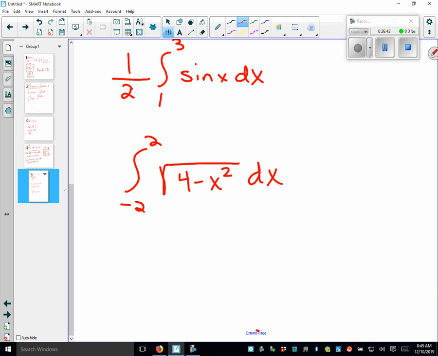You agree? Could you tell by looking at this equation it was a semicircle? Probably should have. You should have when you have a squared and a square number. Okay? So, it's a semicircle, right? How do I find the area of a semicircle? 1/2 pi r squared. What's r? 2. Times 2 squared? So what is the area of this?